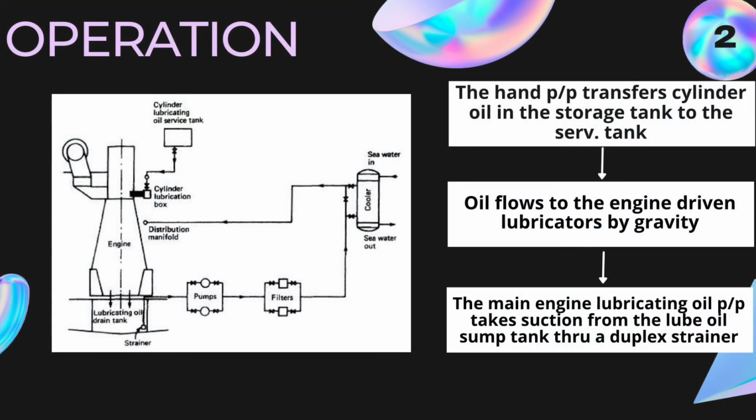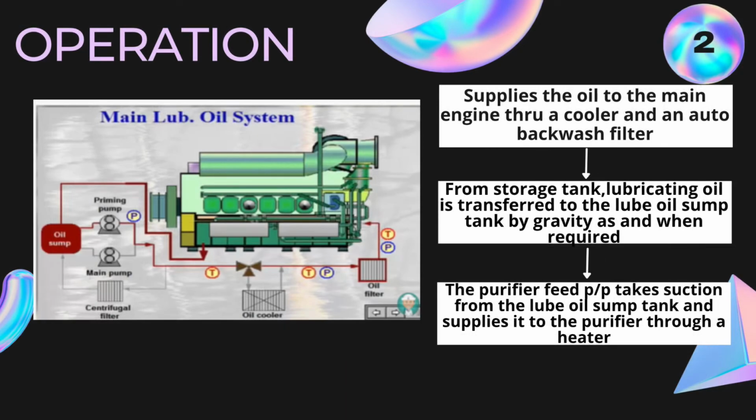First, the hand pump transfers cylinder oil in the storage tank to the service tank. Second, oil flows to the engine-driven lubricators by gravity. Third, the main engine lubricating oil pump takes suction from the lube oil sump tank through a duplex strainer. Fourth, it supplies the oil to the main engine through a cooler and an auto backwash filter.